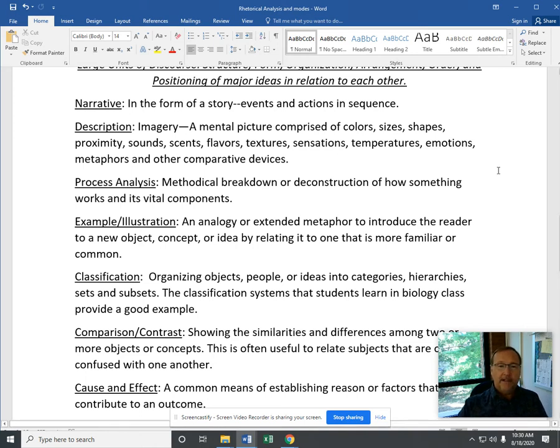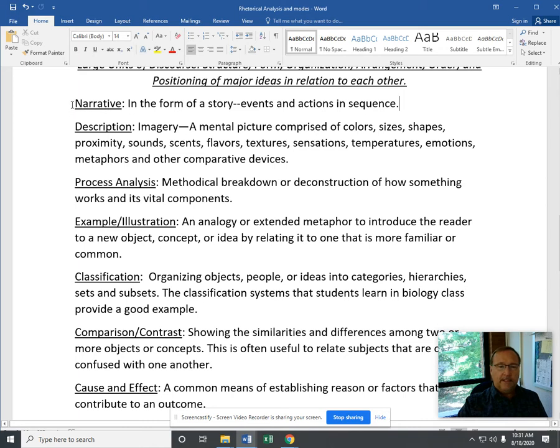So in this case, a narrative takes place in the form of a story, and those are events and actions in sequence. Okay, so that is pretty self-explanatory. You all have read narrative types of literature before, and there's fictional narrative and there's non-fictional narrative. But if it takes place in the form of a story, we can call it a narrative form.